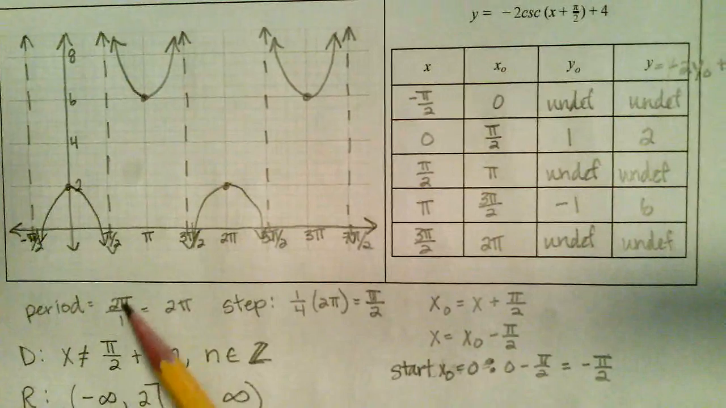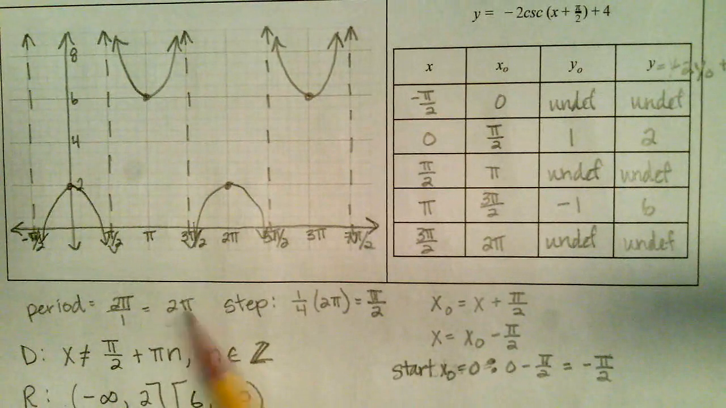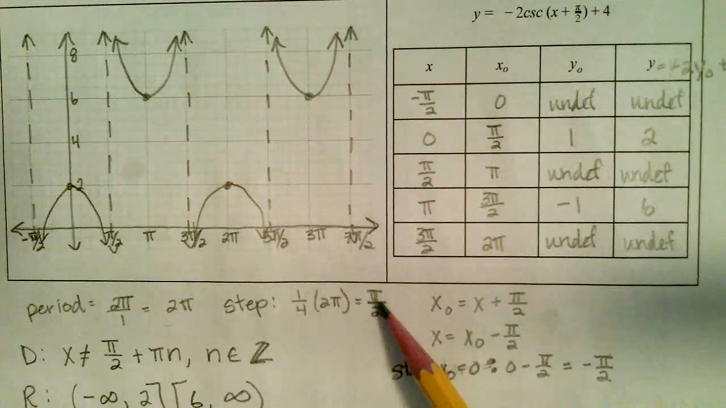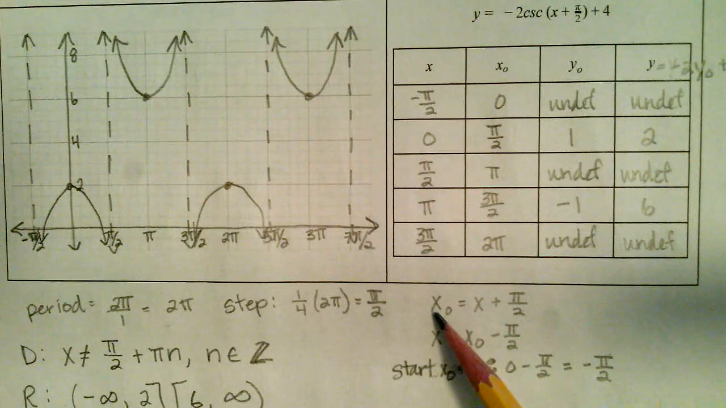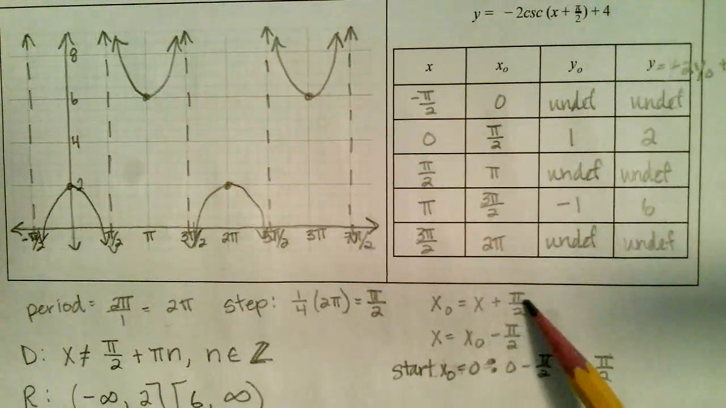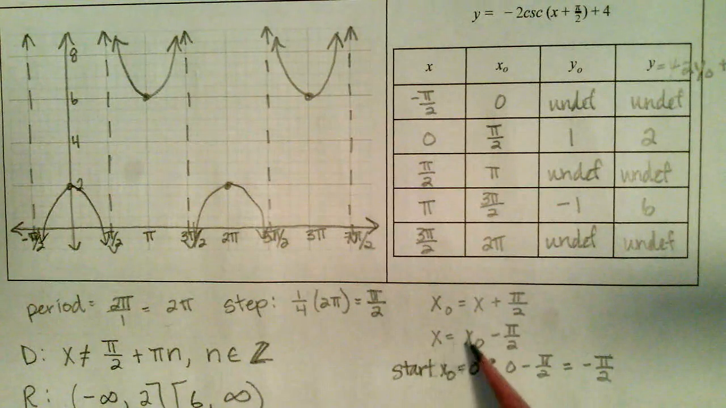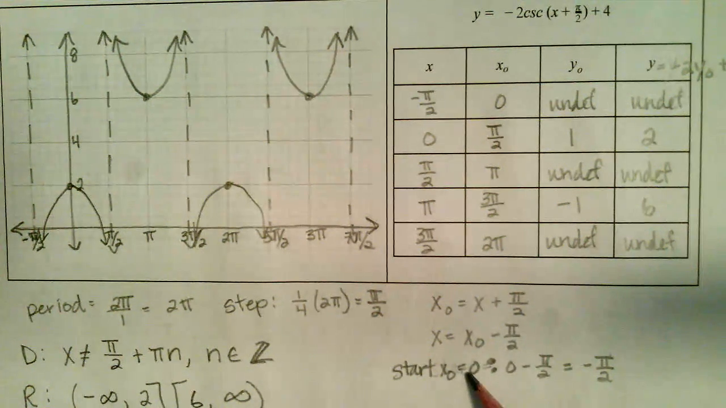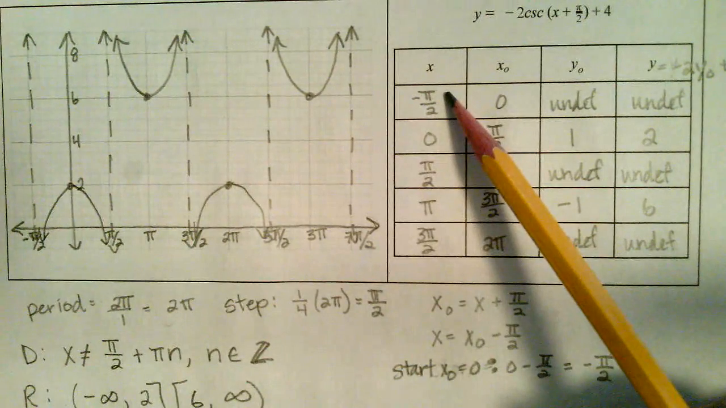My period is still going to stay 2 pi, okay, because my B was 1. So my step is going to be pi over 2. Again, my original X is now X plus pi over 2. I solve for X, I get my original X minus pi over 2. Okay, so my original start was 0, so 0 minus pi over 2 is negative pi over 2.